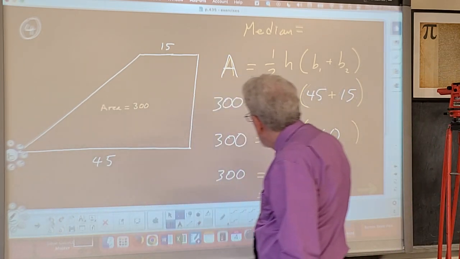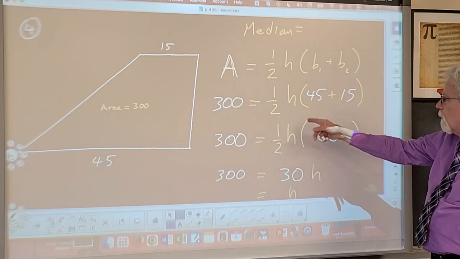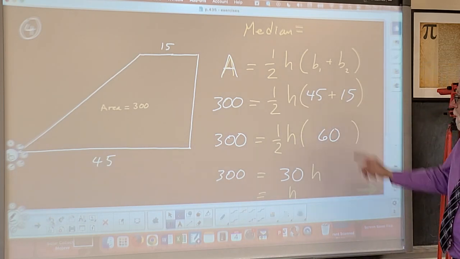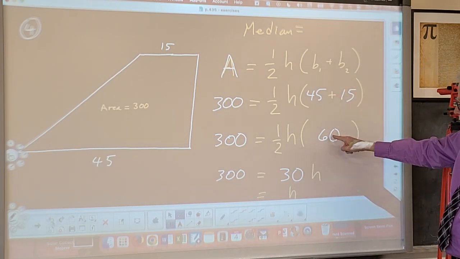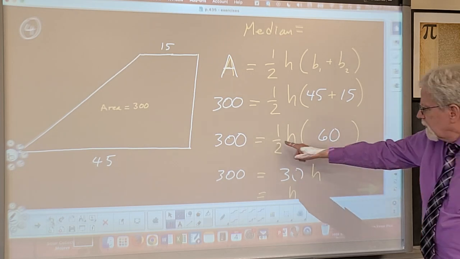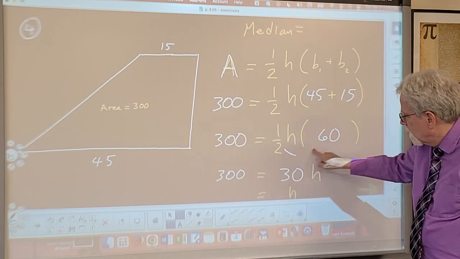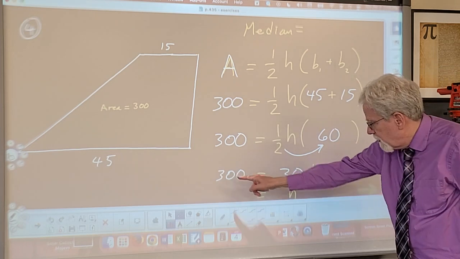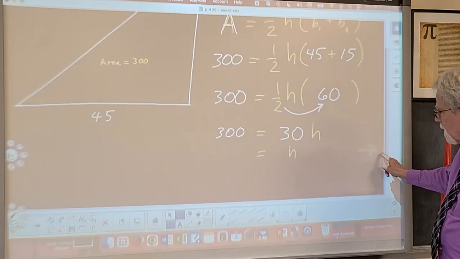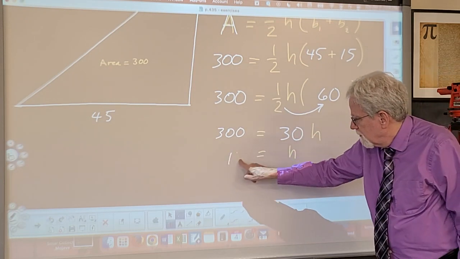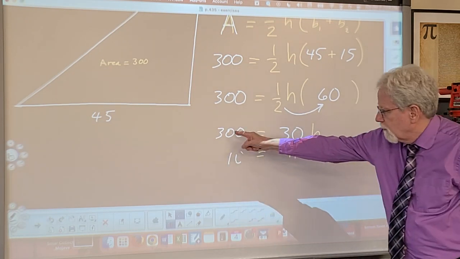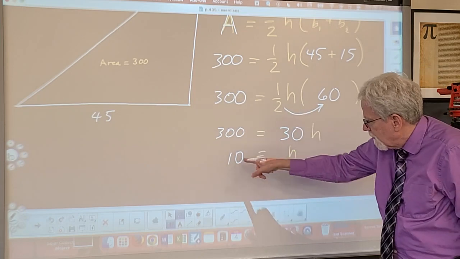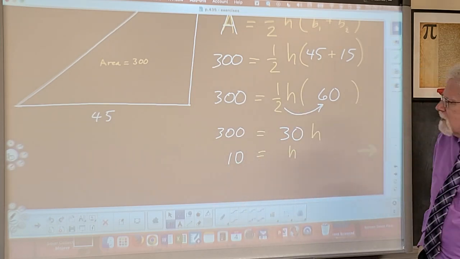Now we just solve for what we don't know. The only thing we don't know is H. Well, 45 plus 15 is 60. Let's take half of 60. We can do that. Half of 60 is 30. Now divide by 30, and guess what H is? H has to be 10. 300 divided by 30 is 10. So the height is 10.